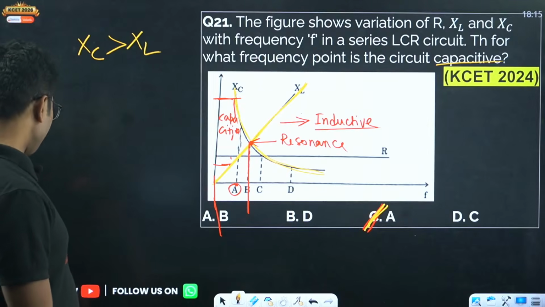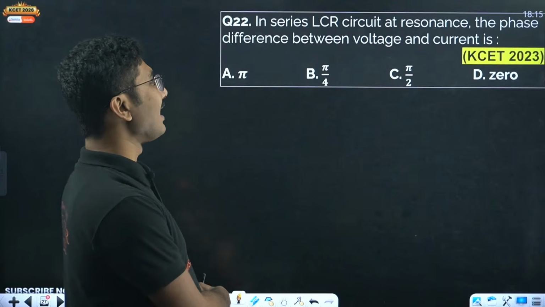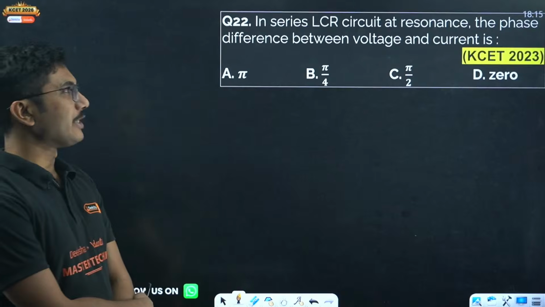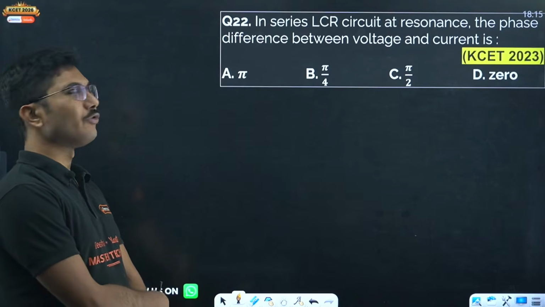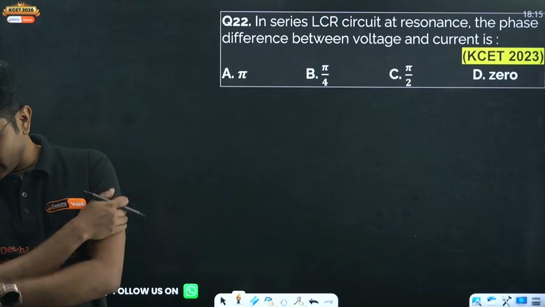Now let's move on to the next question. In a series LCR circuit at resonance, the phase difference between voltage and current is. Now who can answer this? Who can answer this?